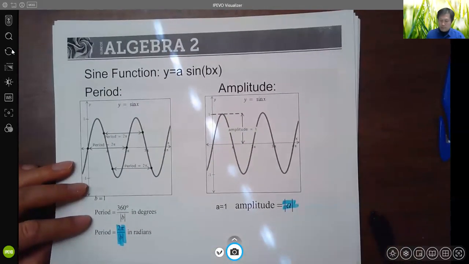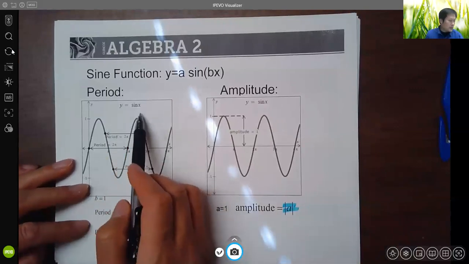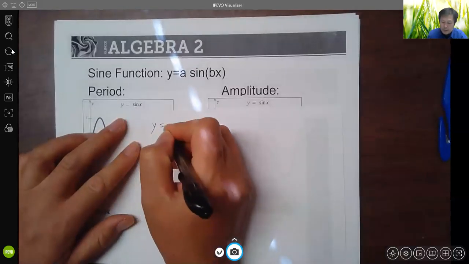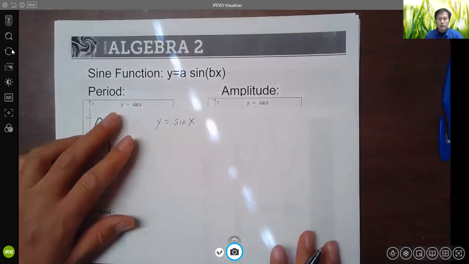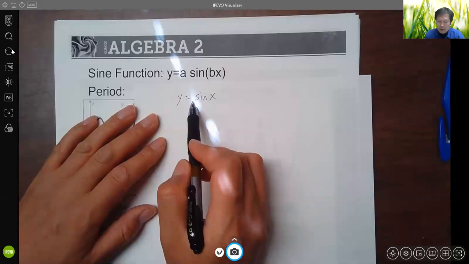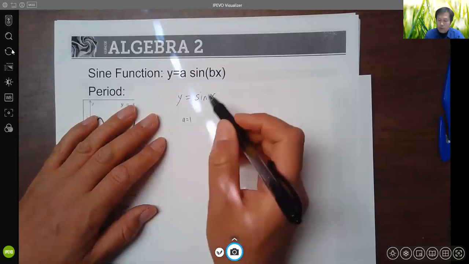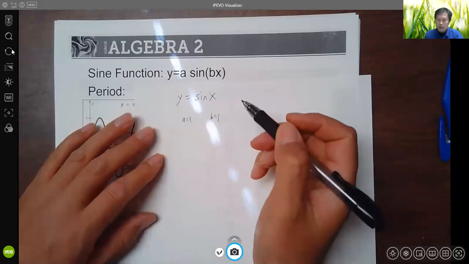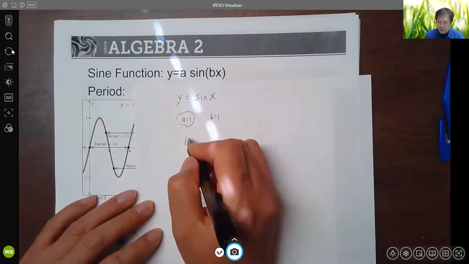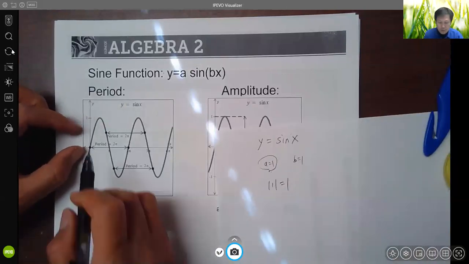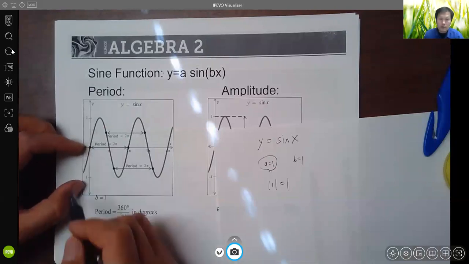So if you're dealing with y equals sine x, for example, you get to compare against this formula. What's the value of a? No number. That means it's 1. A is 1. What's the value of b? You don't see any coefficient of x. That means b is 1 as well. So the absolute value of 1 is 1. That gives you the thickness. So that's the amplitude here. It goes as high as 1, as low as 1. That's how you get the amplitude.